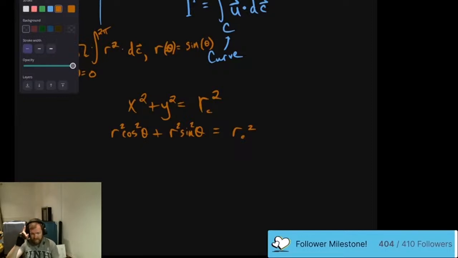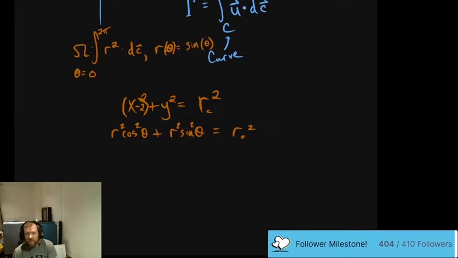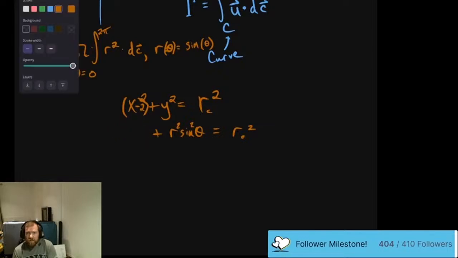Now I can't remember how to do this. Hang on. We wanted this to be shifted 2 away. So this is now going to be parentheses r cosine theta minus 2 parentheses squared. So we can get r squared parentheses cosine squared.